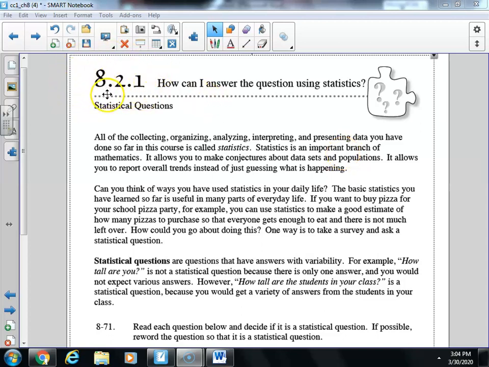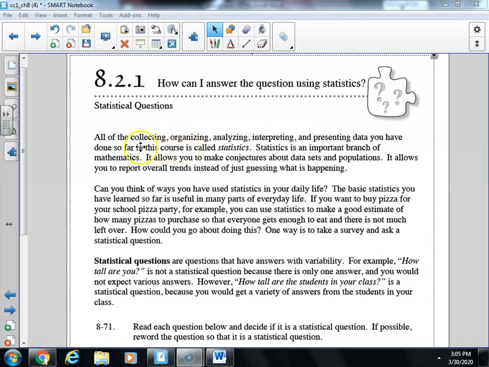Today we're going to be doing Chapter 8, Lesson 2.1. How can I answer the questions using statistics? Statistics or statistical questions is a phrase that we hear in a lot of different scenarios in our life. All of the collecting, organizing, analyzing, interpreting, and presenting data you have done so far is called statistics.